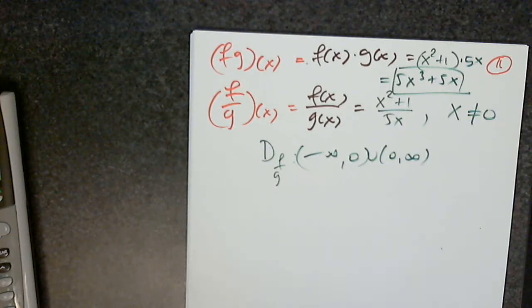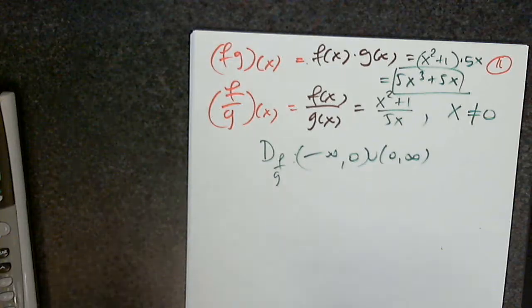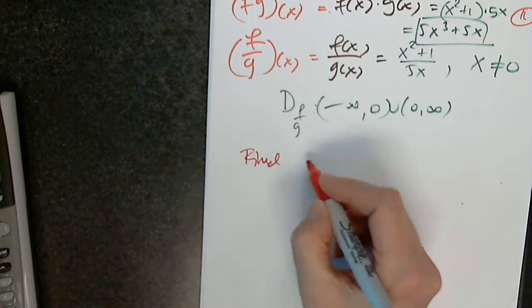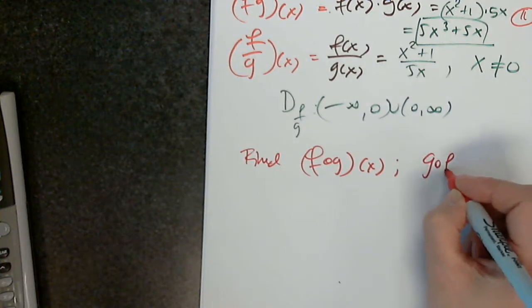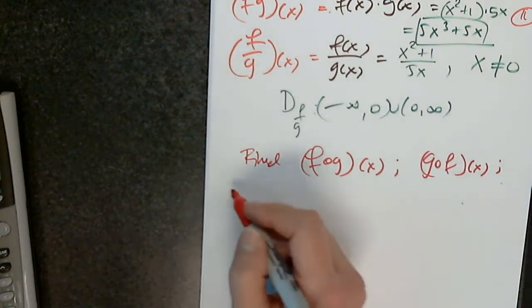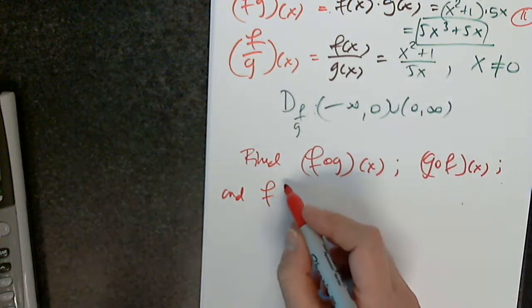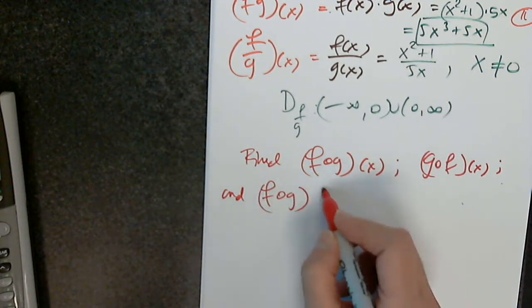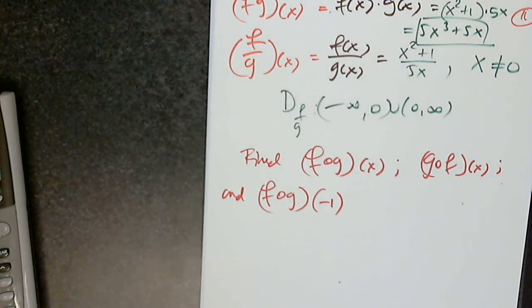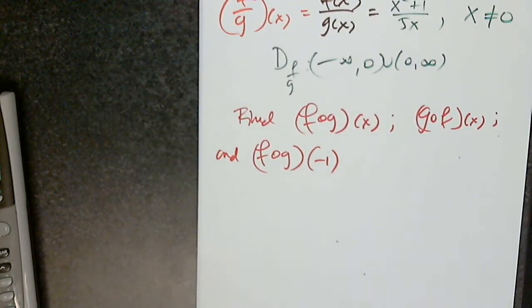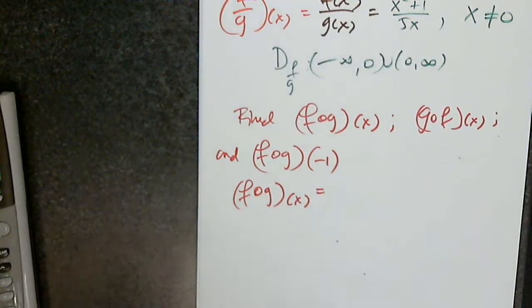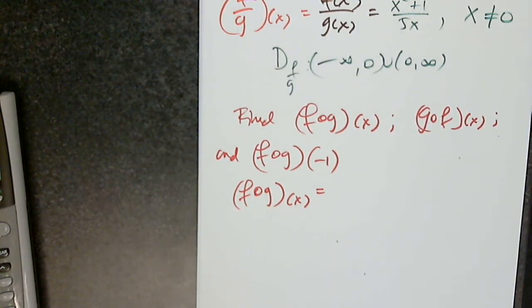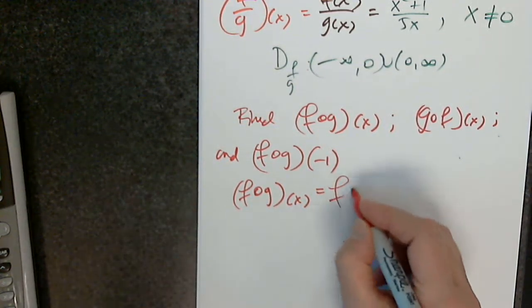I want to add another question here. Here's my question. Find f comma g and g comma f, and also f comma g of -1. So please give me the definition of f comma g. By definition, this means? Very good.